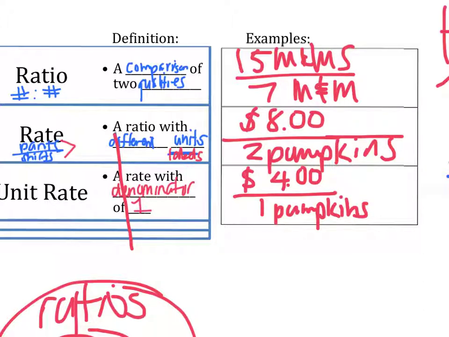So we still have different labels on the top, or different units, but our denominator is 1. That's exactly what that says. Unit rates have to have a denominator of 1. Awesome, guys. Let's make sure you have that on your notes.